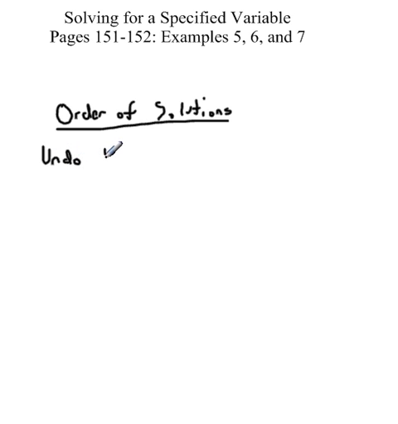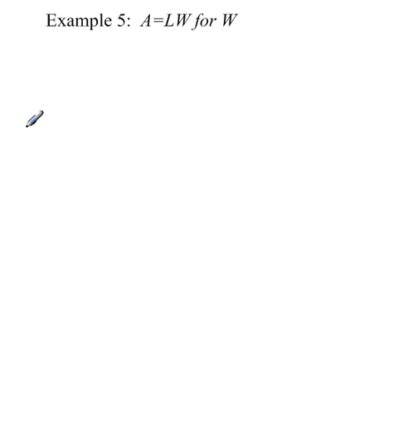So the first thing you're going to undo is anything added or subtracted. Then the second thing is you're going to undo anything multiplied or divided. And then you're going to work your way on down through the order of operations. So keep that in mind as we move example to example here. Here's the first one we're going to do.